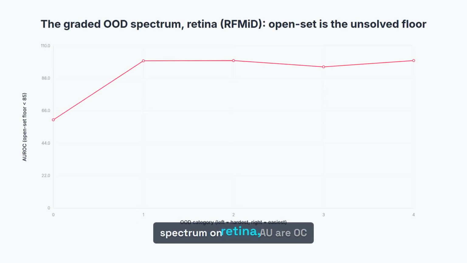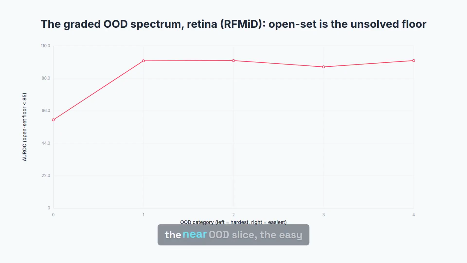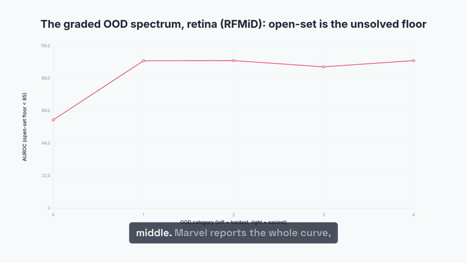The graded spectrum, on retina: AUROC climbs across the test conditions. Open set, the hardest, 59.85. Near OOD1, 99.85. Near OOD2, 100. Corruptions, 95.75. Far out photographs, 100. The climb is the contribution. Most papers report only the near OOD slice, the easy middle. Marvel reports the whole curve, including the open set floor where every method, including Marvel, stays under 85%. That floor is the honest unsolved regime.